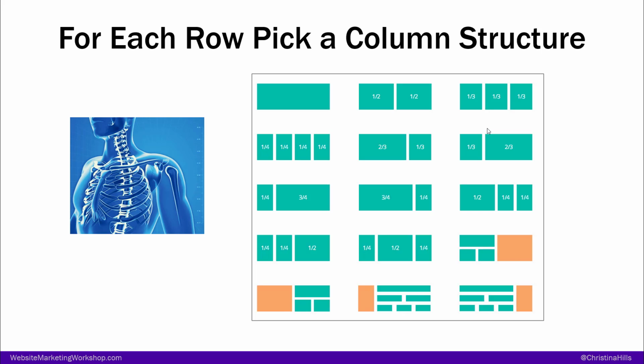For each row, you pick a column structure. So what do I mean by that? Like, is it one column? Is it two columns? Is it three columns? Is it four columns? Is it maybe a 2/3, 1/3, or 1/3, 2/3, or 1/4, 3/4? See, you can kind of slice and dice and divide up your row however you want.